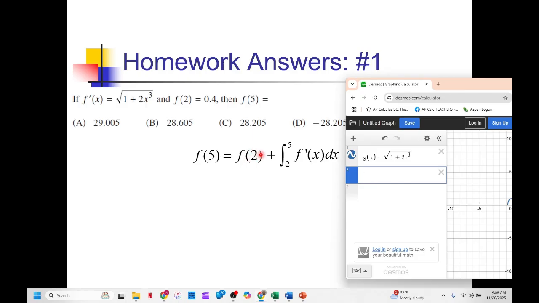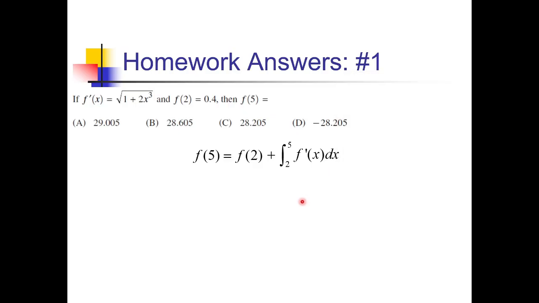Instead of saying f of 2, I'm just going to write 0.4 plus integral, int, from 2 to 5 of, and now I can just do g of x dx, and that's going to come out to about 29.005, which matches up with answer choice A.